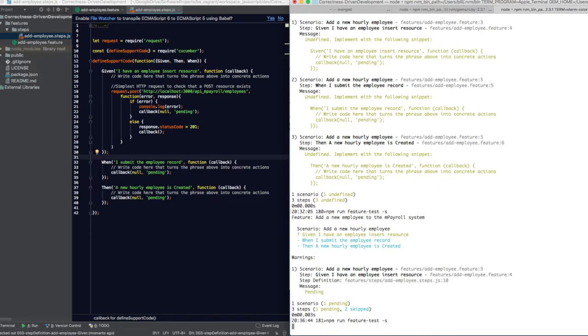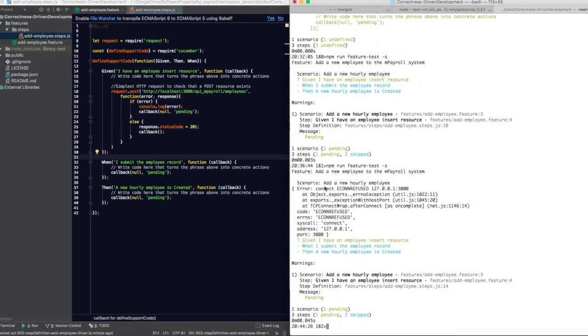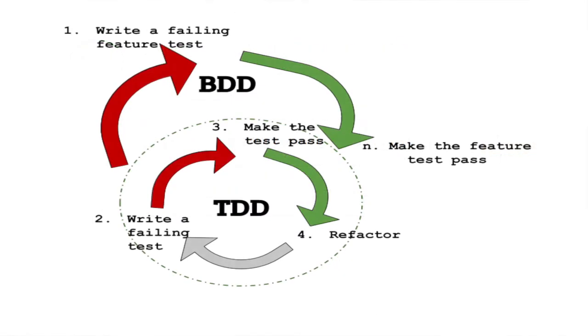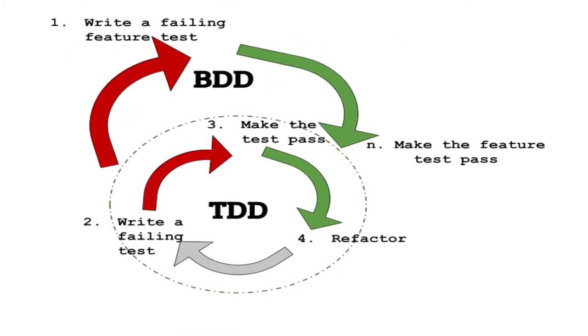We run the feature file again, which results in more errors from Cucumber. These errors indicate that a network connection was refused. Examining our architecture diagram, we see that we need to write some code, ideally a server to process HTTP post endpoint. Here we shift from behavior-driven development into test-driven development.